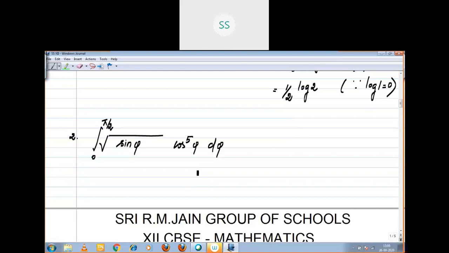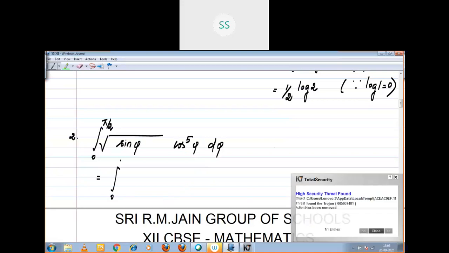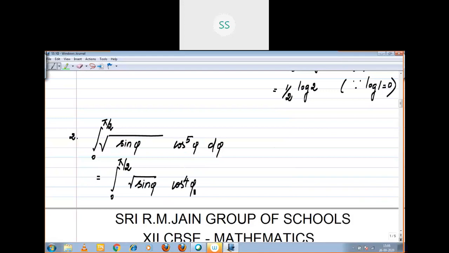You see, the cos power 5 phi is going to be written in terms of, you have to listen carefully, children. 0 to pi by 2, I am going to apply the identity format here. Root sin phi cos power 4 phi into cos phi d phi. Got it, children? I apply the law of exponent and I split the given function. I didn't do anything extra, right?